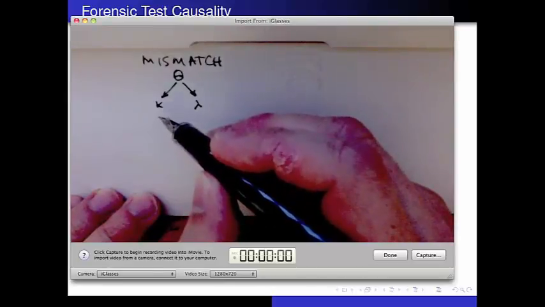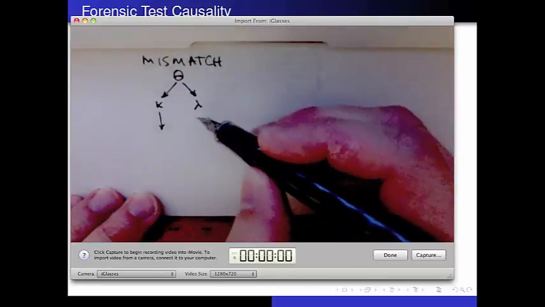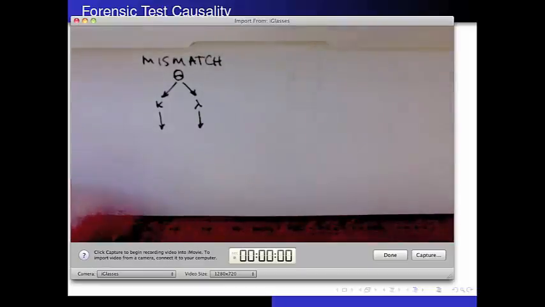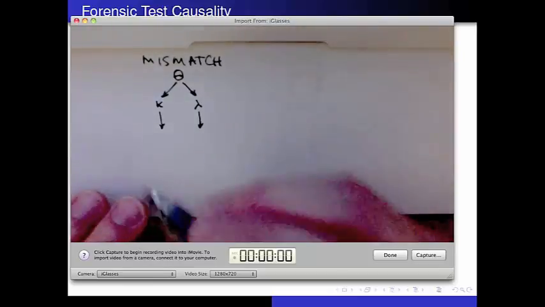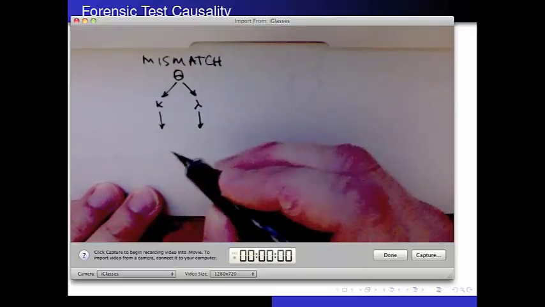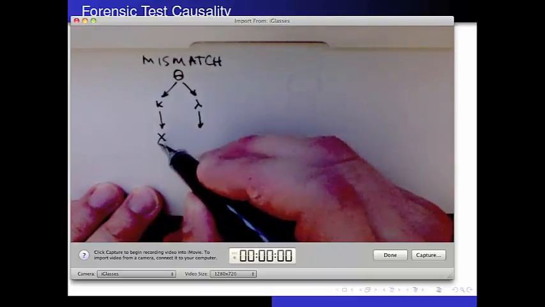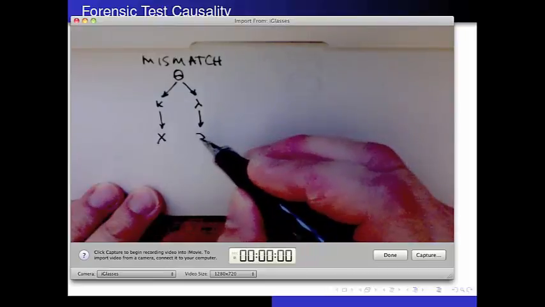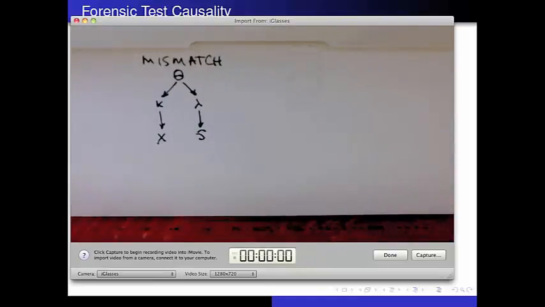And then from each of those, we had like a microarray sampling process that would attempt to measure the genetic state of the individual via fluorescence measurement. And I think we called those X and S maybe, representing basically the actual fluorescence measurement from a sample taken from, say, a crime scene, and then fluorescence measurement from a sample taken from a suspect.